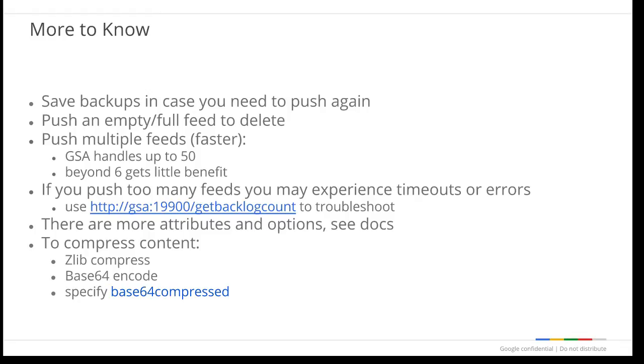As mentioned earlier, content can be compressed using the zlib compression algorithm, then encoded using Base64. The encoding attribute for compressed content should be set to Base64 compressed instead of Base64 binary.